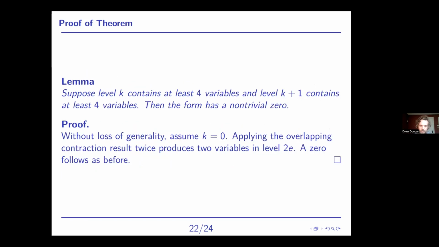And finally, suppose level k contains at least 4 variables and level k plus 1 contains at least 4 variables. In this case, we just perform the overlapping contraction trick twice to get 2 variables in level 2e, and we perform another contraction, and we're done. And finally, let's put all this together.